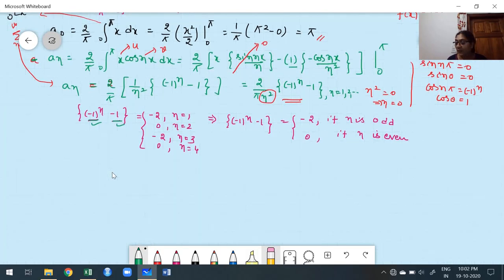Therefore, this an can also be written as commonly minus 4, minus 2, you already have 2, 2 into 2 is 4, minus 4 by pi n square if n is odd. Okay, 0, this value itself is 0, product must be 0. 0 if n is even.